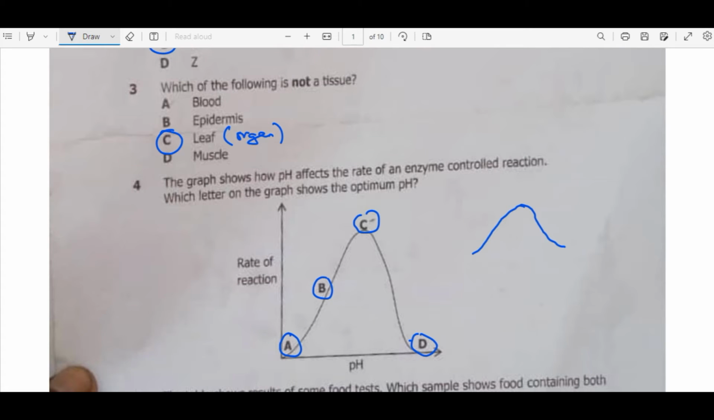So when you look at this, which shows the optimum? The optimum is the last. When you look at A, B, which one can be the optimum point? The optimum point is C. Okay.